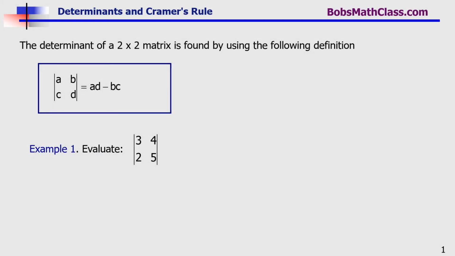Hi everyone. This is a video on determinants and Cramer's rule. Cramer's rule is a method for solving systems of linear equations. So we're going to learn determinants, that's part of it, and it won't mean anything at first, but it's part of a process for solving a system.